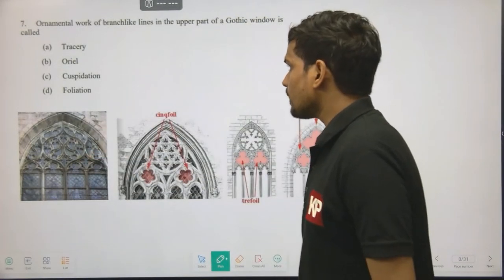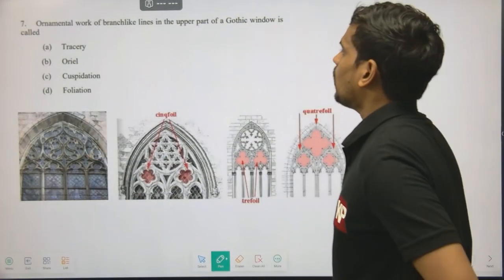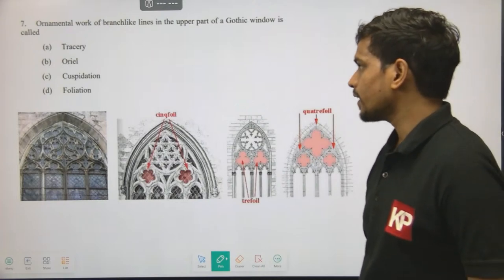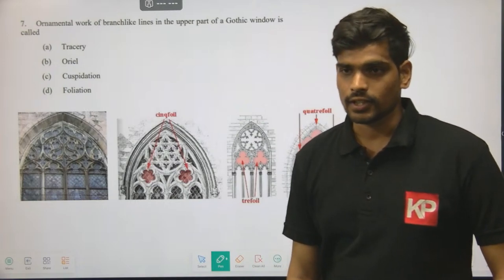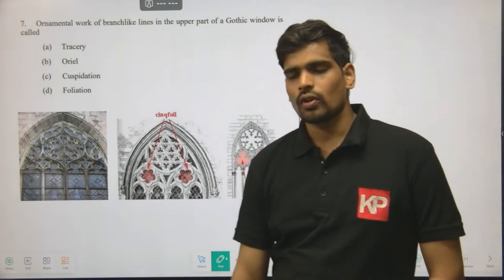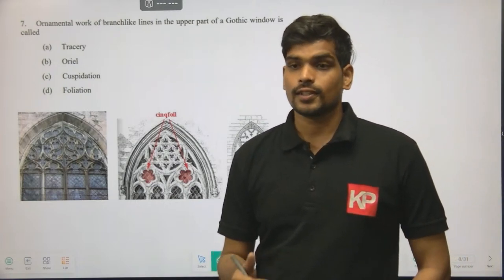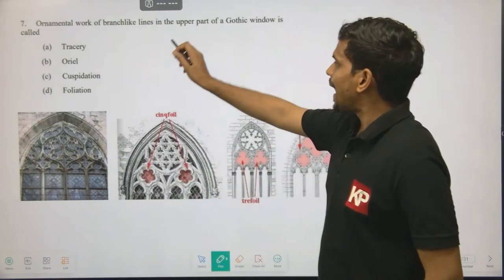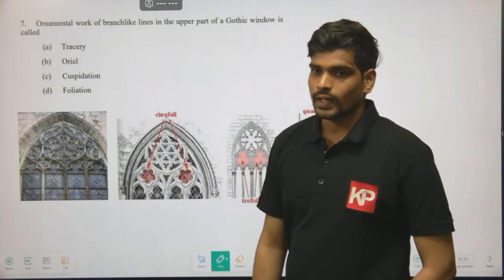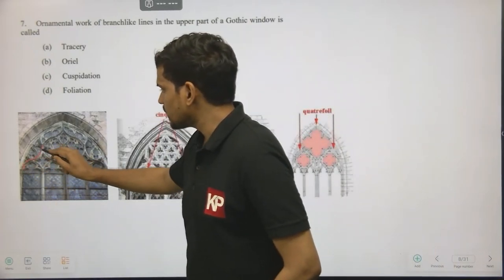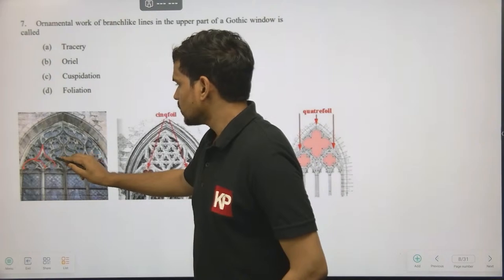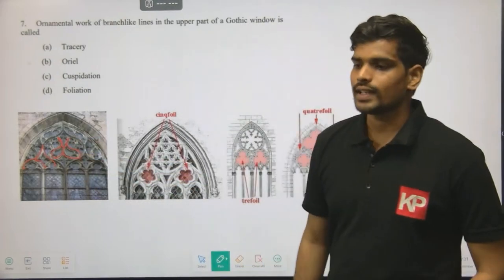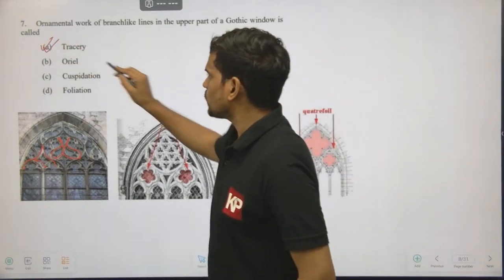Moving on to the next one, seventh question. Ornamental work of branch-like lines in the upper part of Gothic window is called as tracery, oriel, cuspidation, foliation. All the four terms are relevant to Gothic architectural features. But the correct answer over here, the branch-like elements, in the first picture which I put over here, you can see there are branch-like elements in the ornamentation part. So these branch-like elements which you see in the ornamentation are called as tracery. So the correct answer would be option A.